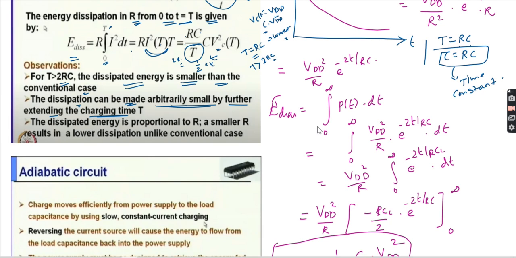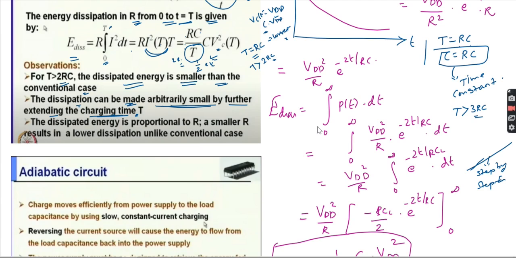Okay, it's a time constant. So T equal to RC is conventional, and T greater than 2RC gives lower dissipation. Now keep on increasing T. If instead of 2RC I make it 3RC, automatically you can reduce the energy further. The dissipation can be made arbitrarily small by further extending the charging time T. So simply, step by step, we need to increase the time. Very important here.